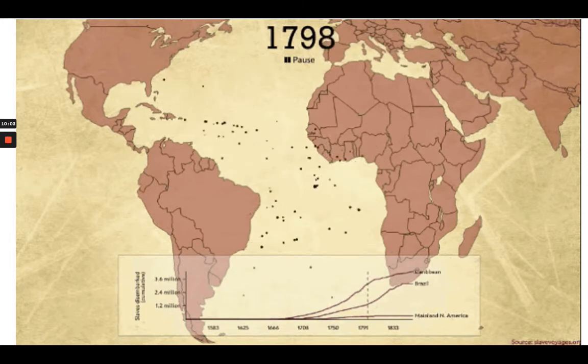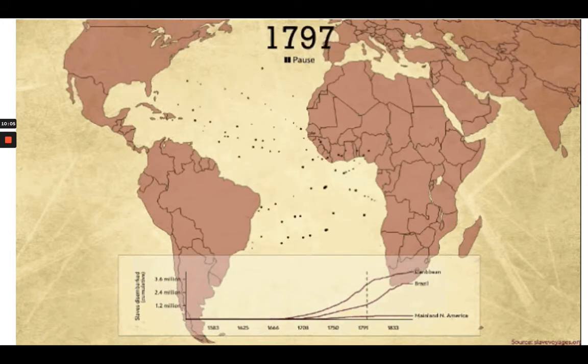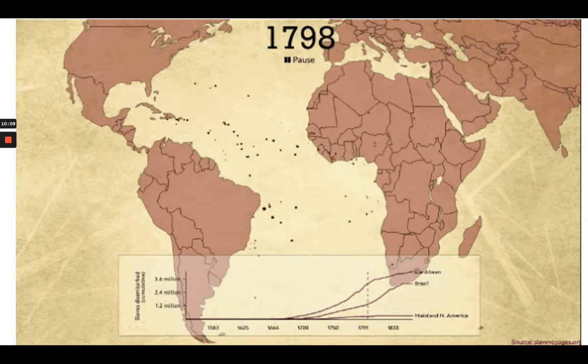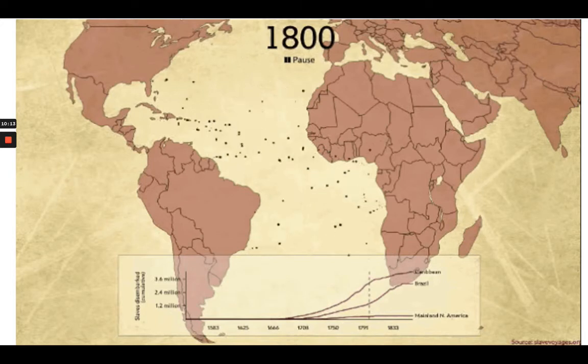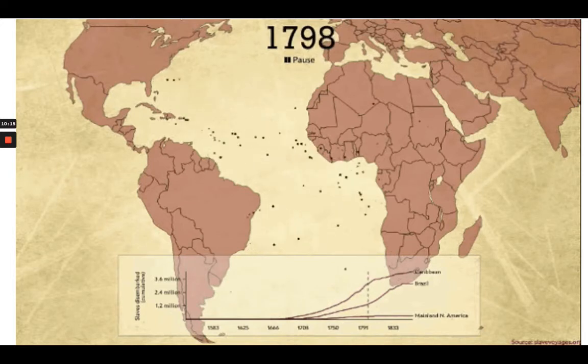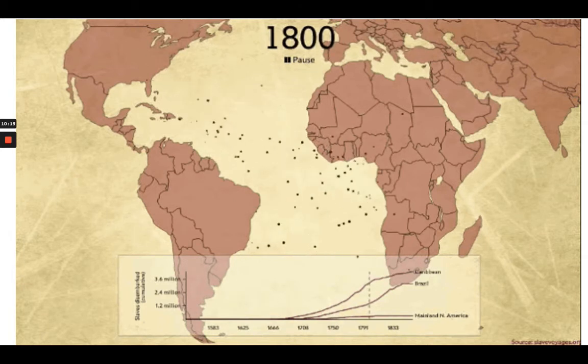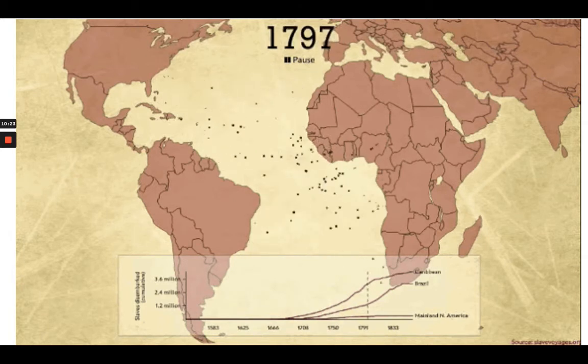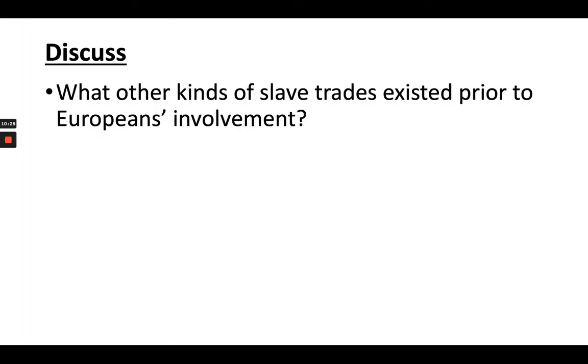One of the things we'll see is that in the North American continent, the slave population is going to be able to have a higher life expectancy and thus self-perpetuate the population, whereas in the Caribbean and in Brazil, the life expectancy is so short, you need to continue importing slaves. So take a moment to reflect. What other kinds of slave trades existed prior to European involvement?